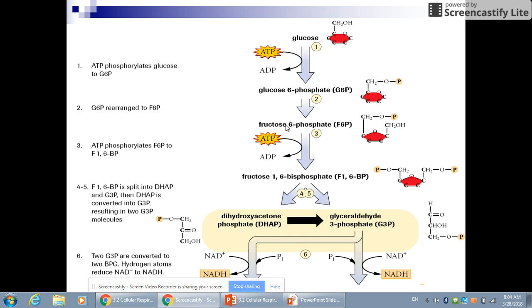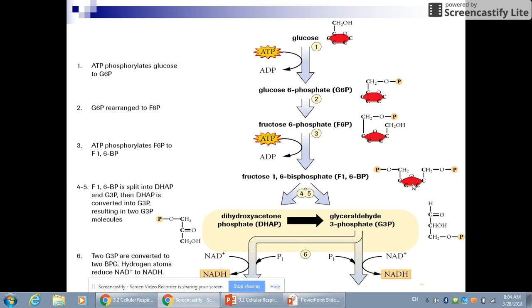Then it's rearranged to fructose 6-phosphate. You can see the carbon coming out of the ring. Another ATP is used to phosphorylate that, to put the phosphate group on another carbon. And now you have fructose 1,6-bisphosphate. So it has 2 phosphates. This contains more energy than the previous versions of the sugar.